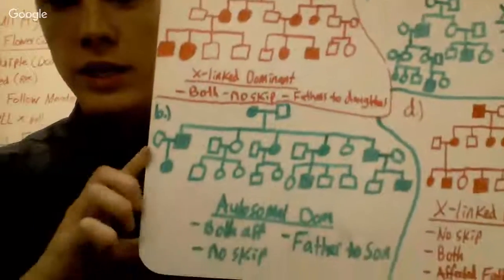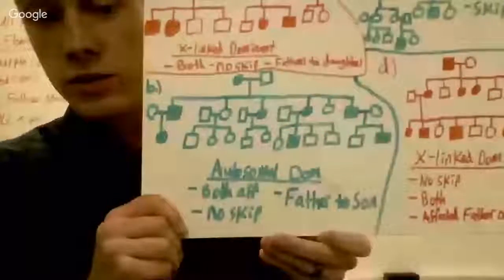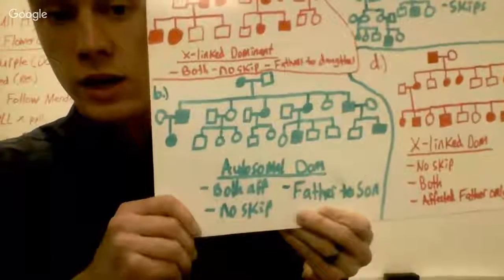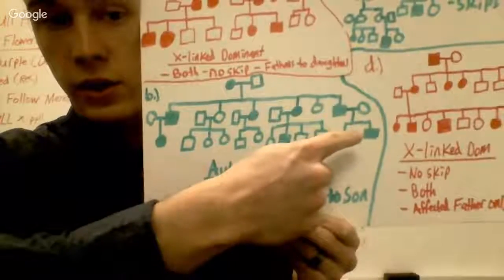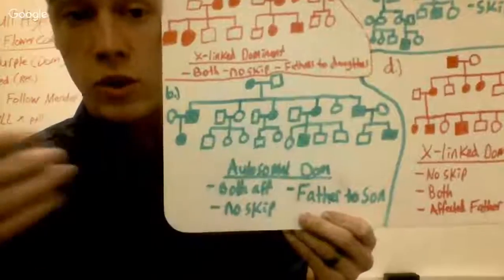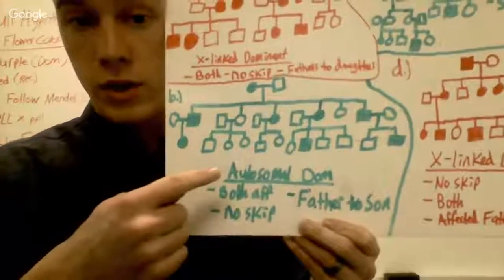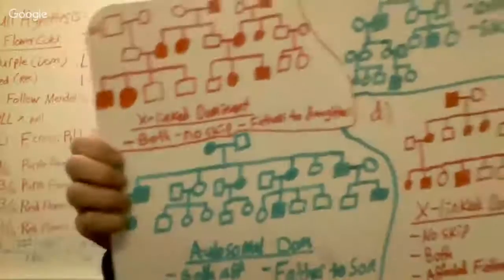For letter B, you can see that it also doesn't skip generations, and males and females are affected again in this one. But the key here is this son right here. So this dad gave the disease to this son, which means that it wasn't an X-linked disease, but it's an autosomal. So that's why we see it's an autosomal dominant.